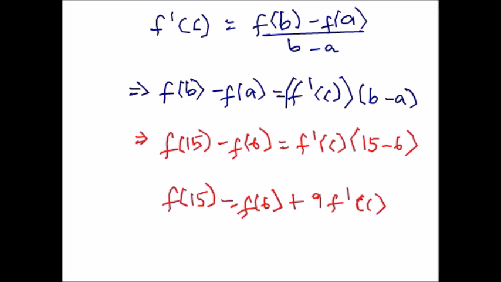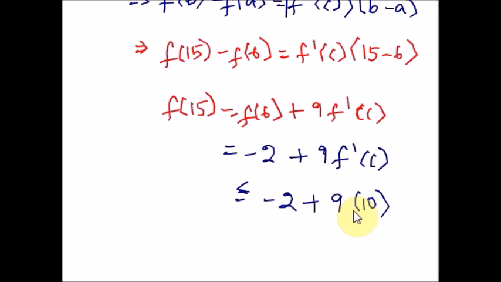Let me do that step by step so you'll understand this better. Plugging in the value of f of 6. Now applying the concept f dash of c. F dash of c is less than or equal to 10. So if I simplify this, I'll get 90 minus 2 is 88. All we did was replace f dash of c with its largest possible value. This means that the largest possible value for f of 15 is 88. Does this make sense to you?